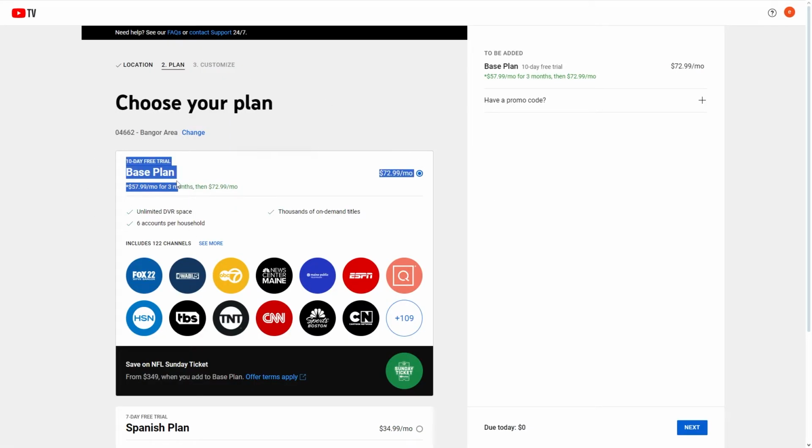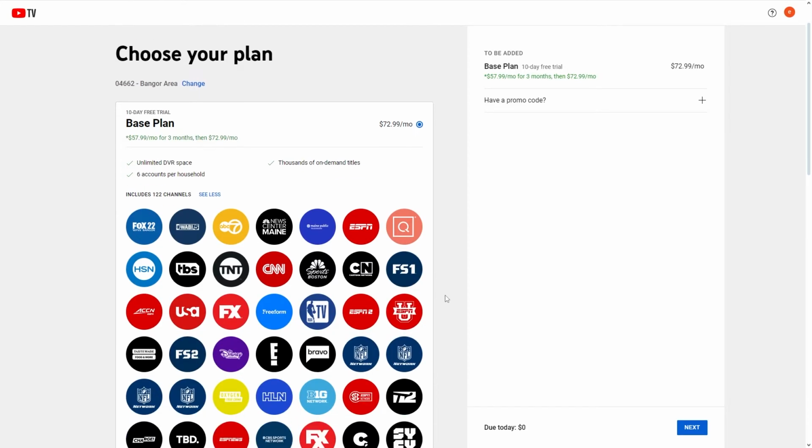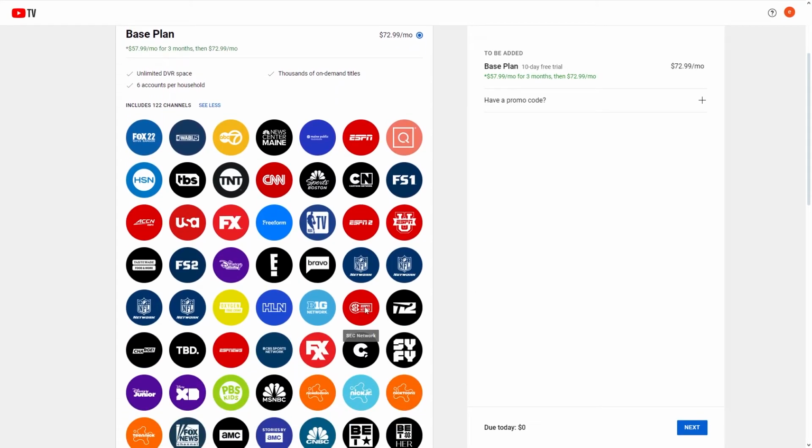However, if you have the base plan, you are all good, because if we drop this down, we will be able to find SEC Network right here. And that means we will be able to watch the SEC Network Plus. So make sure that your membership supports SEC first.